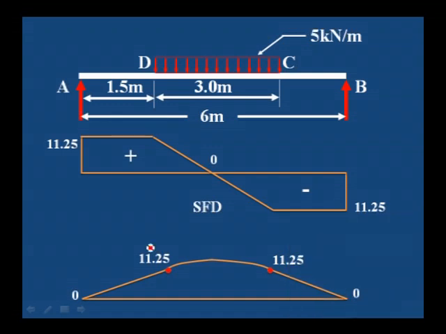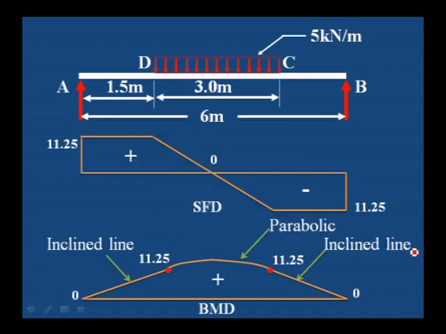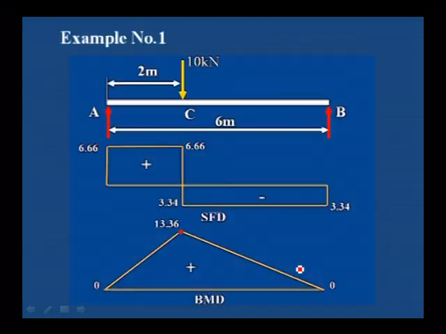This is the bending moment diagram, and in this central portion maximum bending moment occurs, which we will discuss in the next session. Left side and right side are inclined lines, and the central portion is parabolic.